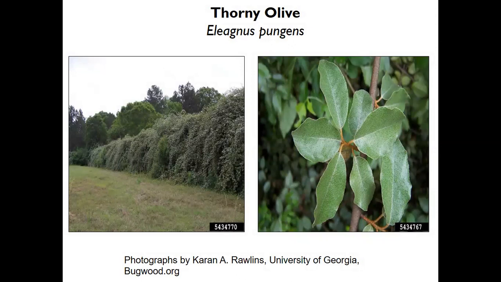They produce white flowers in the fall that are quite fragrant, and then little red olive-shaped fruits. Shade tolerant, it invades both open and urban areas as well as forested areas. And like its cousin, the autumn olive, the fruit of the thorny olive is dispersed by birds. You can see these plants a lot along roadsides.